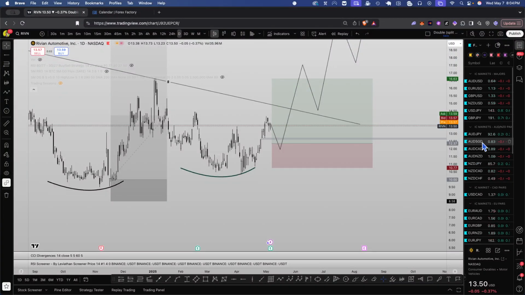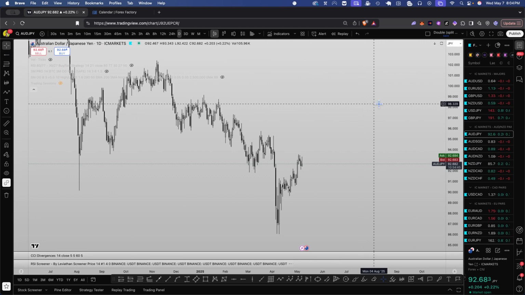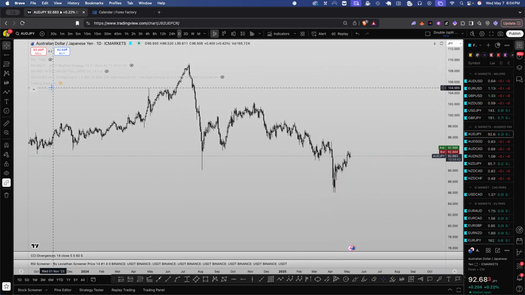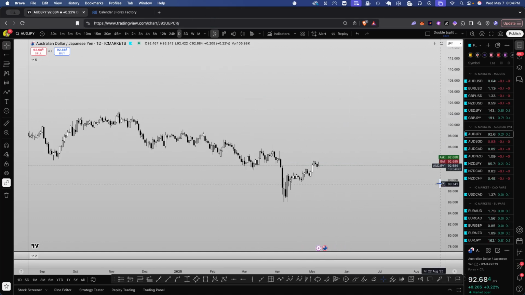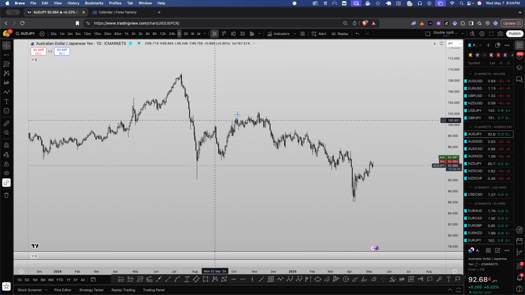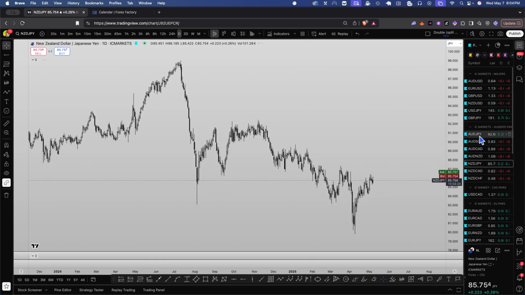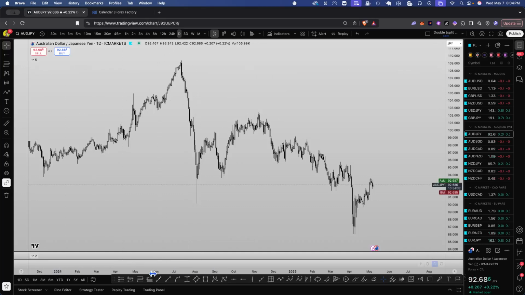Just a little bit of fun. But other than that, I've been trading AJ, which is AUD, so Australian dollar versus Japanese yen, a fair bit. And I'm liking this level. It's very similar to New Zealand JPY, of course, very highly correlated.